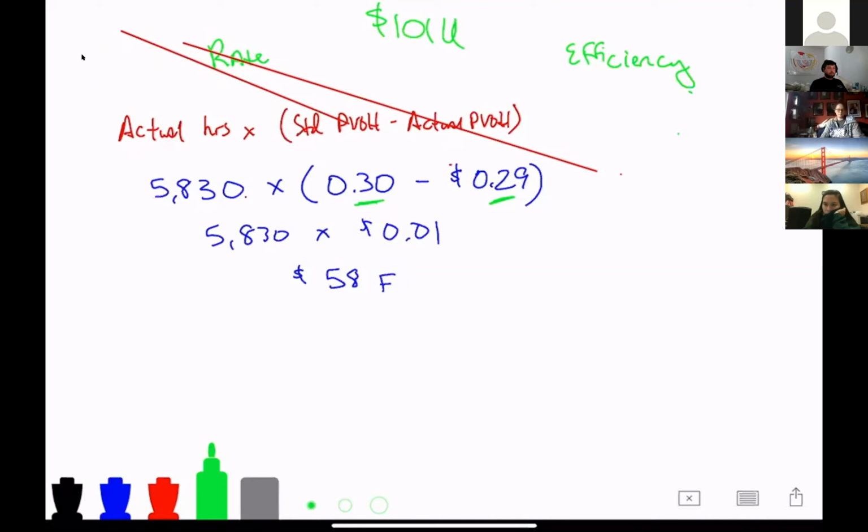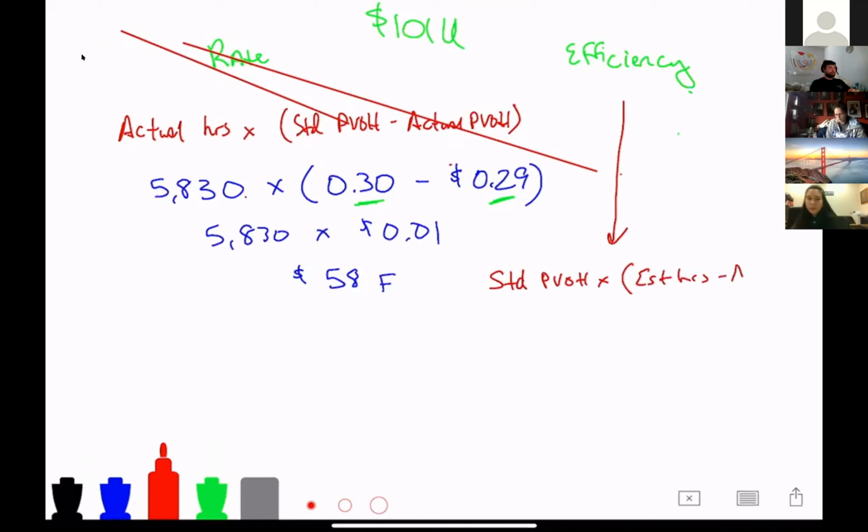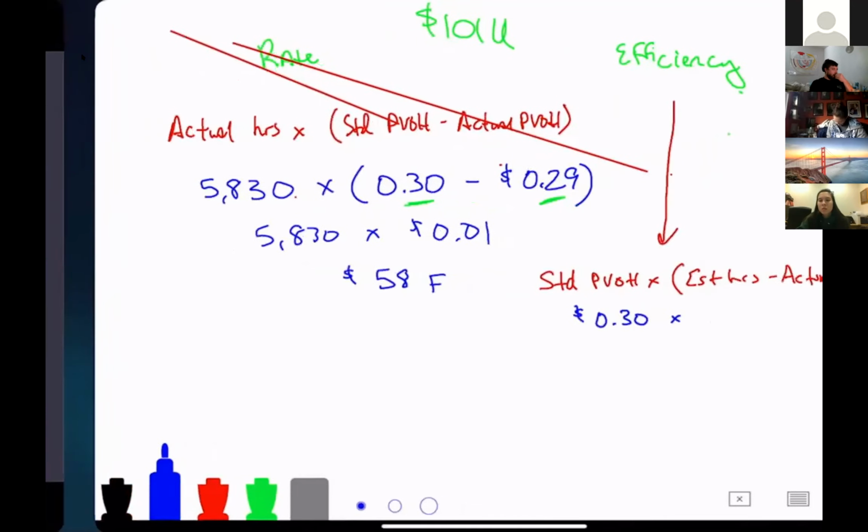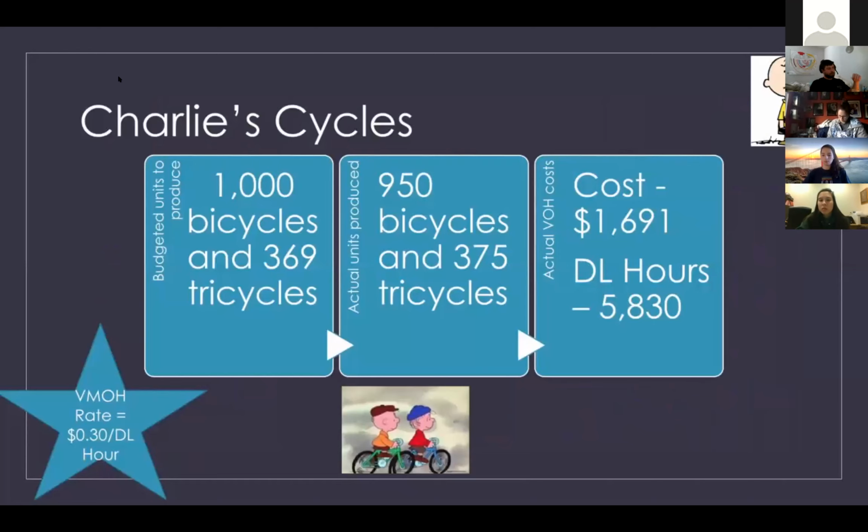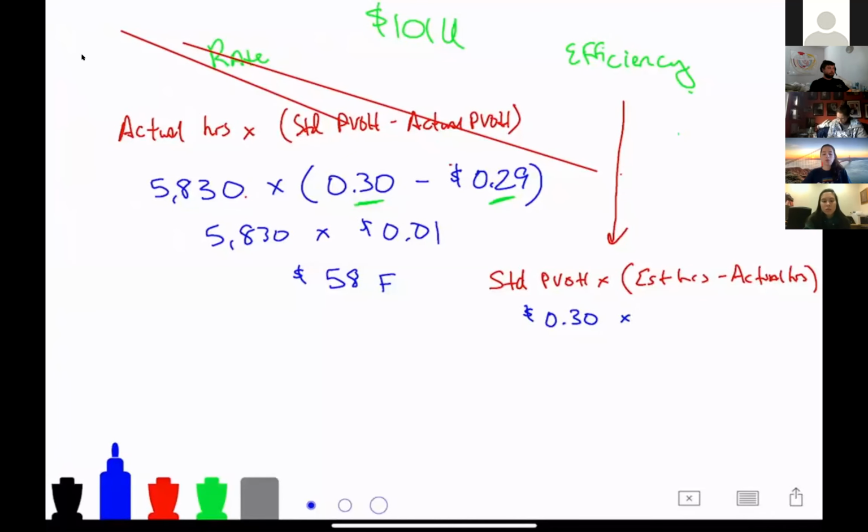All right, let's look at the efficiency, which the efficiency formula is down here. Standard PVOH times the difference between estimated hours and the actual hours. Okay. So here, our standard PVOH was 30 cents. Right. Our estimated hours, coming back here, that was 1325 times 4, 5,300. So our estimated hours are 5,300.